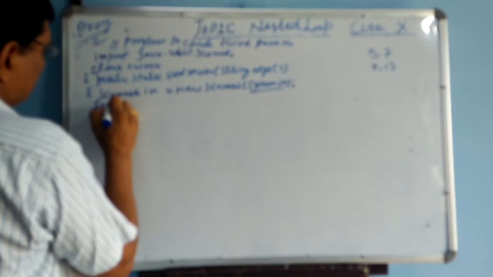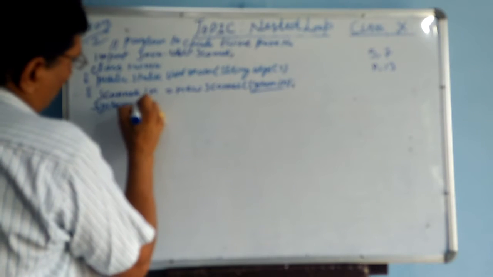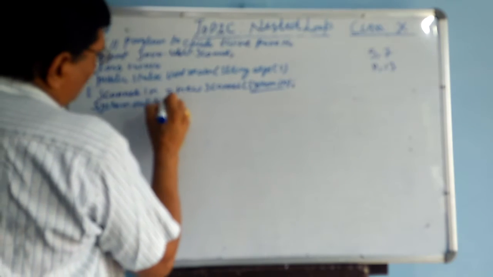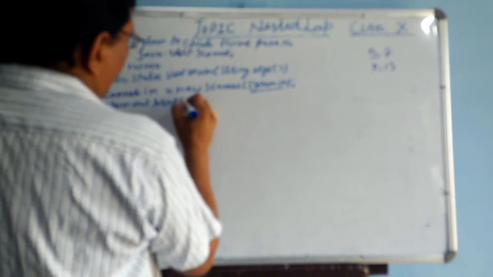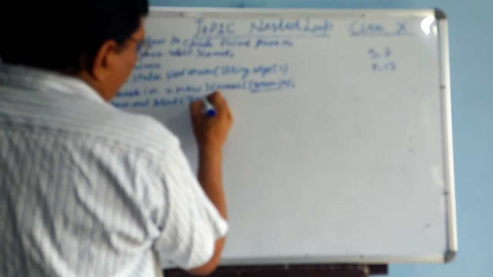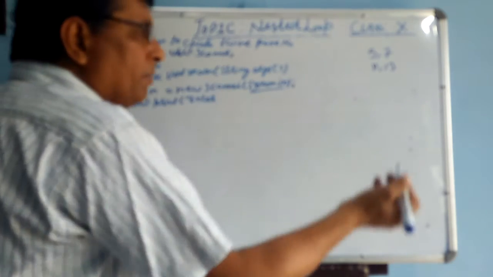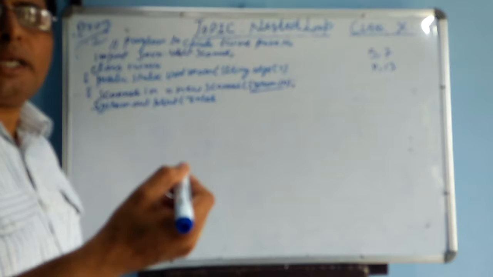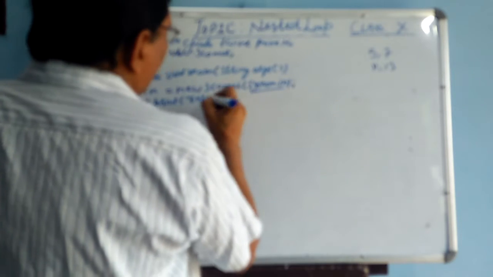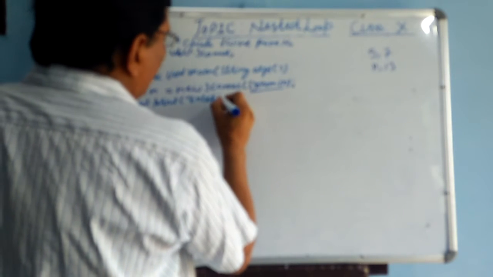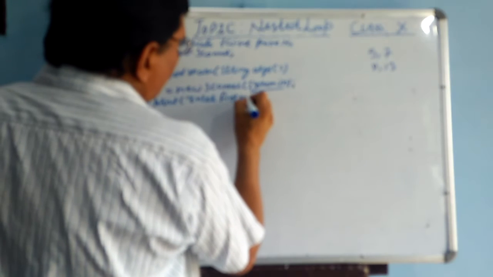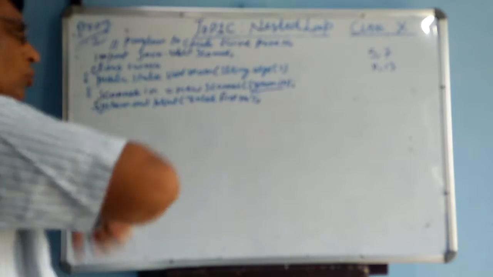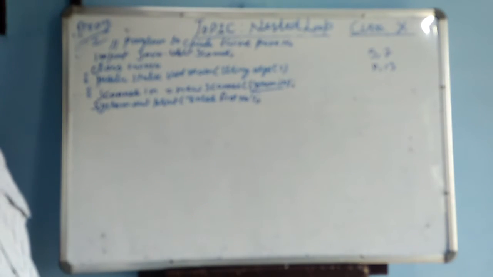System.out.print("Enter the first number"). You can write anything, suppose enter first number. Clear? Now you will store the value of the first number.